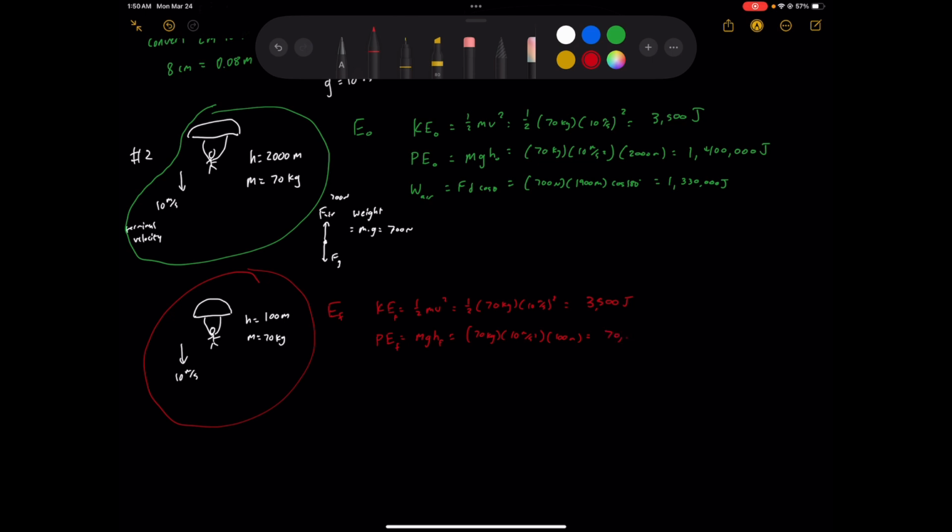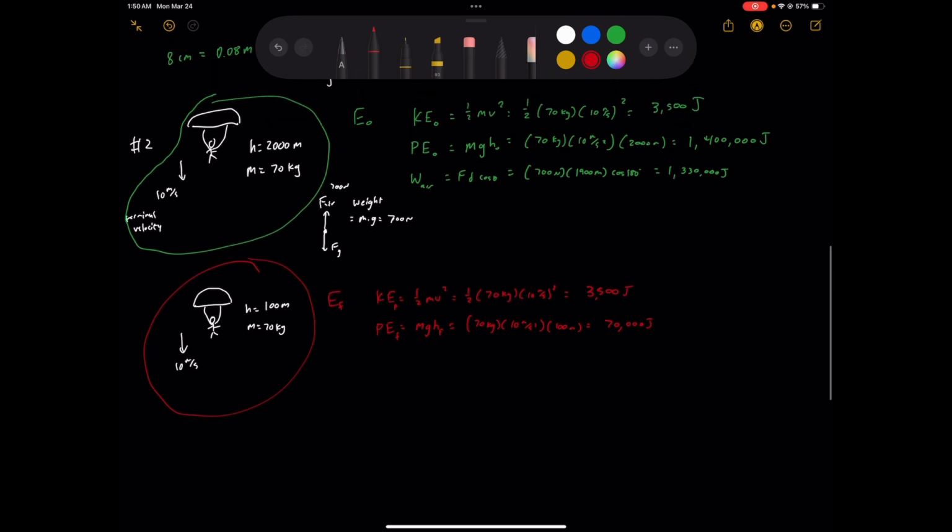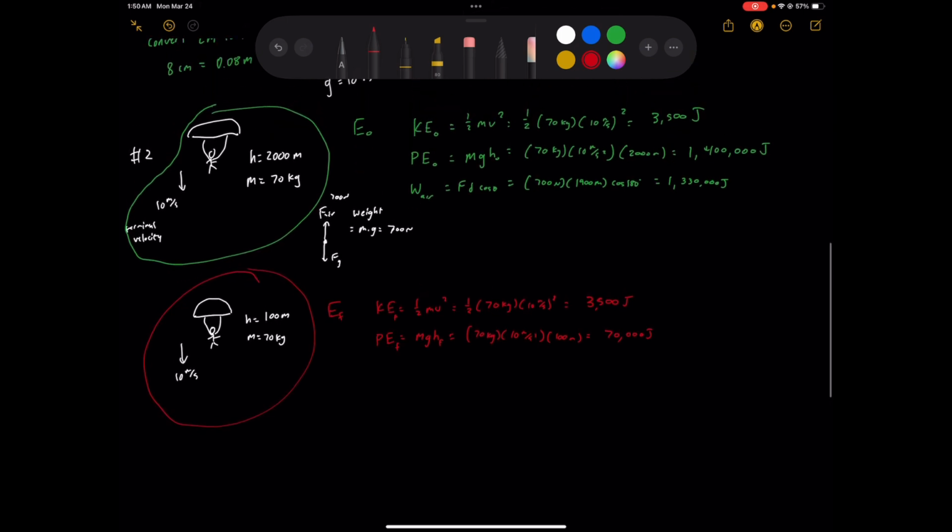70,000 joules. All right, and that's pretty much it. So the thing I kind of wanted to show in terms of the work done, another way to look at it is, well, his initial kinetic energy is the same as his final. And his initial potential energy was 1.4 million, whereas his final potential energy is 70,000. So where did the rest of the energy go?